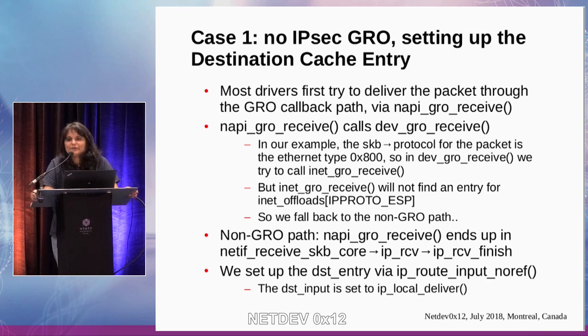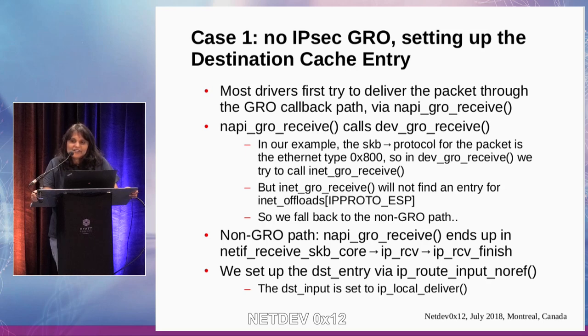So what happens here is that you look at the various headers in your packet, right? So first you look at the Ethernet header. Our packet is a basic IPv4 over Ethernet, so its type is hex 800. So what happens is it will jump into this function inet GRO receive, where it then looks at the next header, which is the IP header, and sees that the protocol is ESP, which is protocol 50.